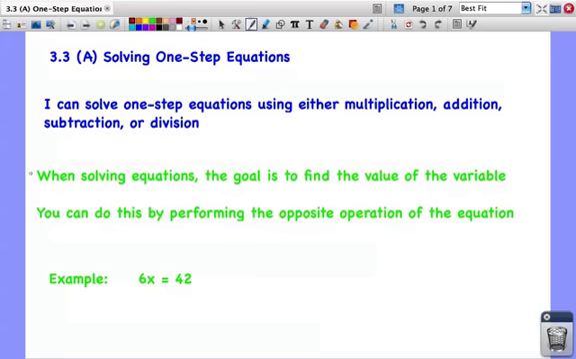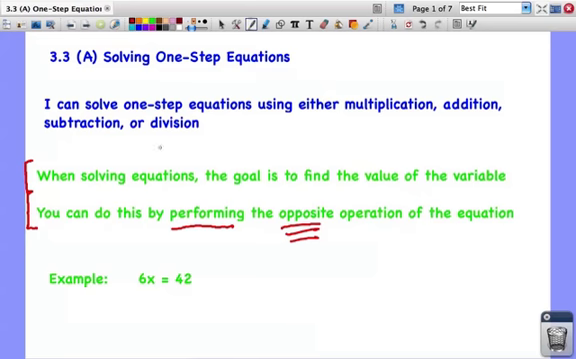When we're solving one-step equations, this is our big piece. This is what we're really trying to do. The goal is to find the value of the variable. We're going to try to find that missing piece. We can do this by performing the opposite operation of what's happening in the equation.